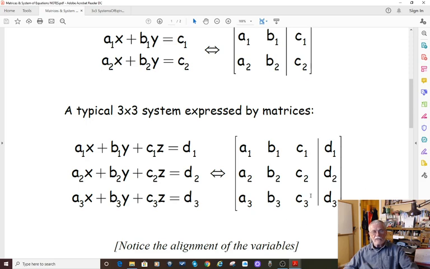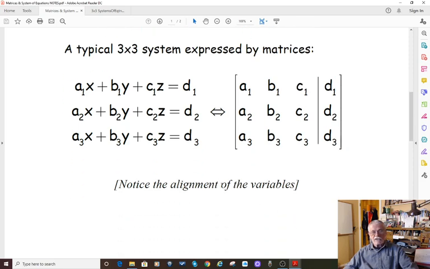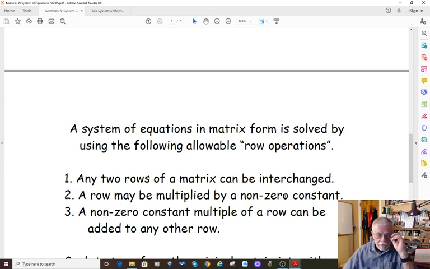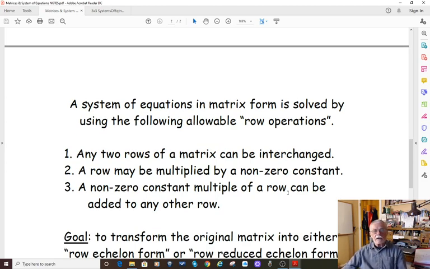This is how we go from a regular algebraic system to a matrix system. And again, notice the alignment of the variables, very important. Okay, a system of equations in matrix form is solved by using the following allowable row operations.